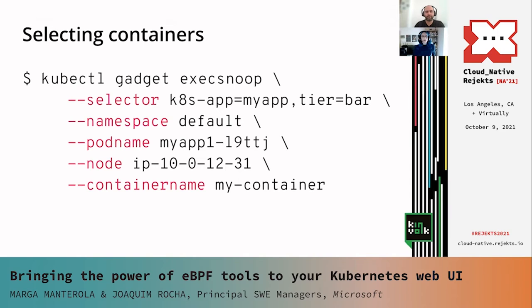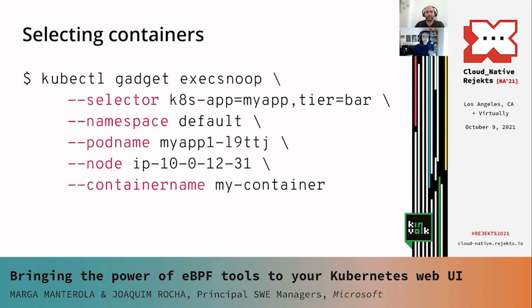We have different ways of selecting which containers we want to trace. This slide here shows all of the possible ways we can select by the label, the namespaces, the pod names, the nodes, the container names. But of course, we don't need to select by all of them at the same time. You can select just one of them, and then you will get the output corresponding to whatever you selected.